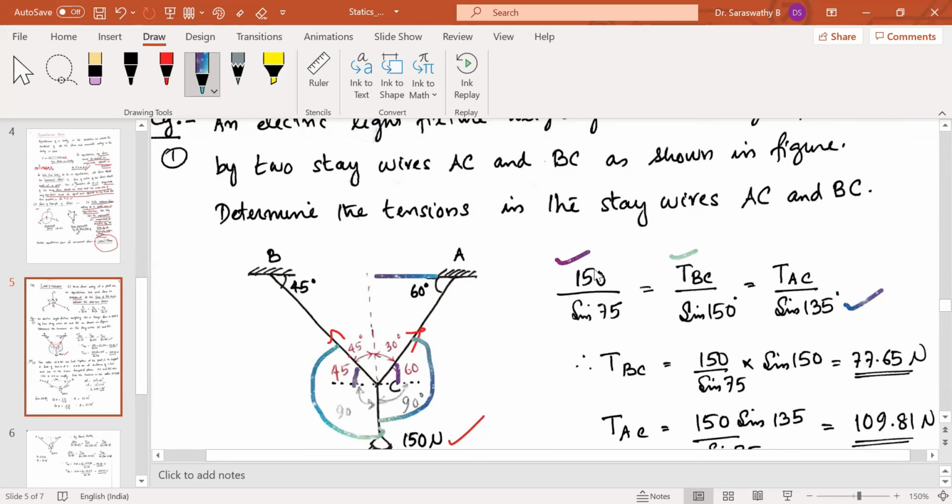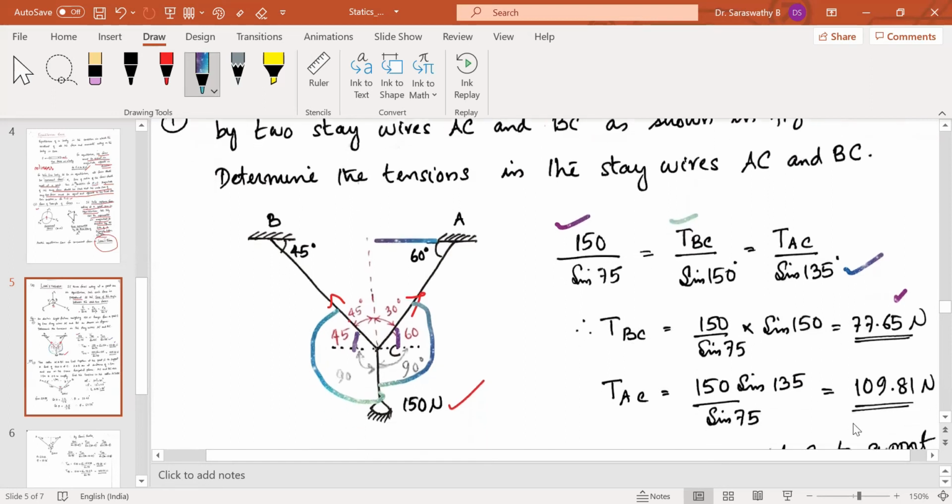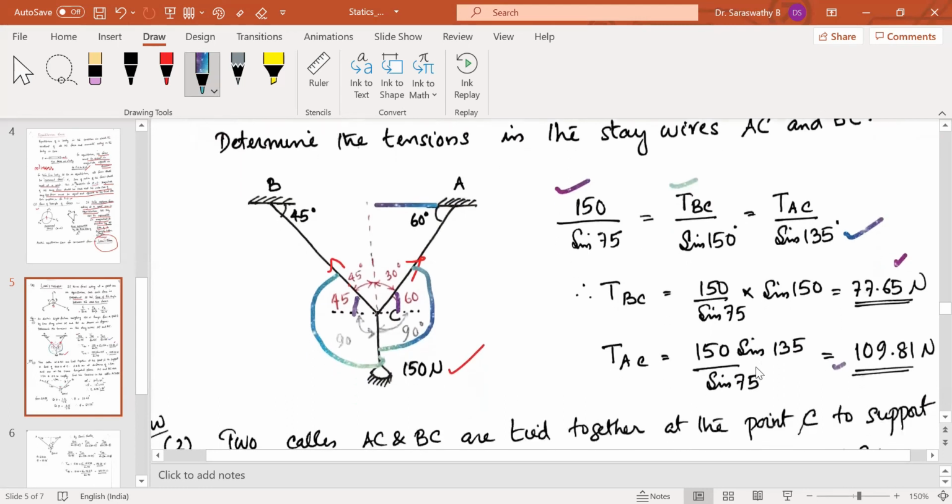Okay. So first, you can calculate TBC. Consider these two. TBC equals 150 by sine 75 into sine 150. So we'll get that answer. Similarly, consider the first and last. Tension in AC is equal to 150 by sine 75 into sine 135. So you'll get the tension. So this is the application of Lami's theorem for an actual engineering problem.